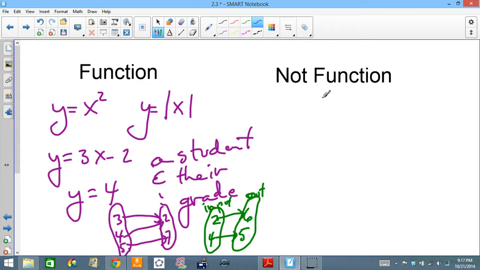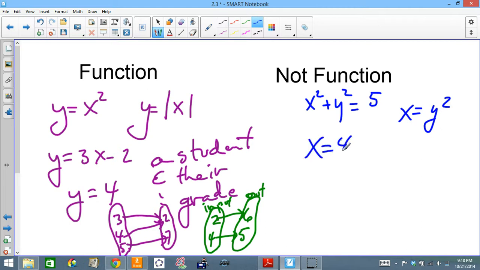Switch gears here. Not a function: x squared plus y squared equals 5. That's actually the graph of a circle. You're going to see a circle, and that's not a function, and I'll explain why. X equals y squared, that's not a function. That's actually a parabola that goes sideways. Okay? And that's not a function.